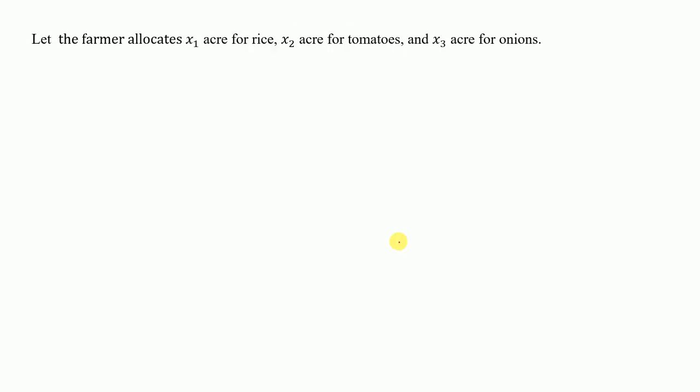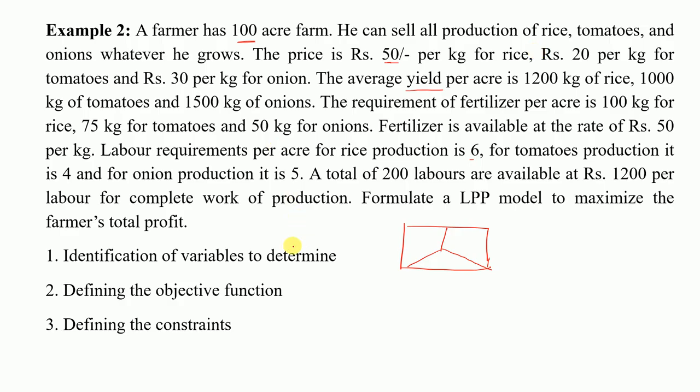So look at this, we can assume, let the farmer allocate x1 acres for rice, x2 acres for tomatoes and x3 acres for onions. So this is the first task which we have completed, that is identification of variables to determine. So these are our variables. It is very important to determine the variables. Without these variables you cannot go forward to formulate this problem, and it should be correct.